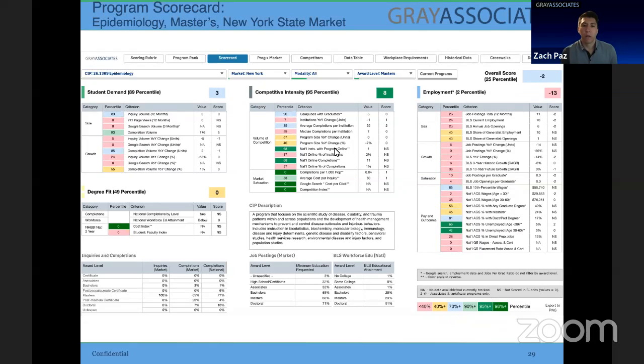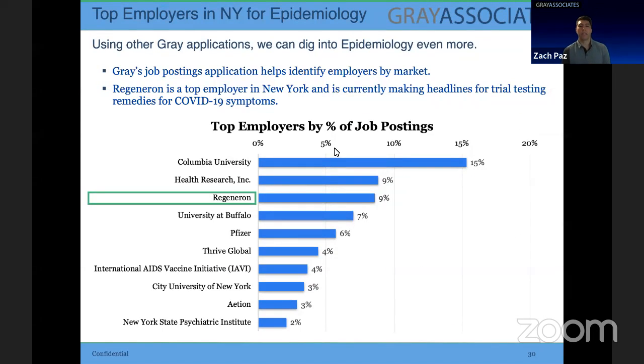So as I mentioned, I really want to dig into the employment data. One database that we're about to launch is our ability to give you more information about the job postings themselves. So this is an extract from our job postings database. Basically says within New York, here are the top employers for occupations that list epidemiology in the job posting. So one important thing to consider there is we're now not limited by the taxonomy of the occupation codes or the program codes from IPEDS.